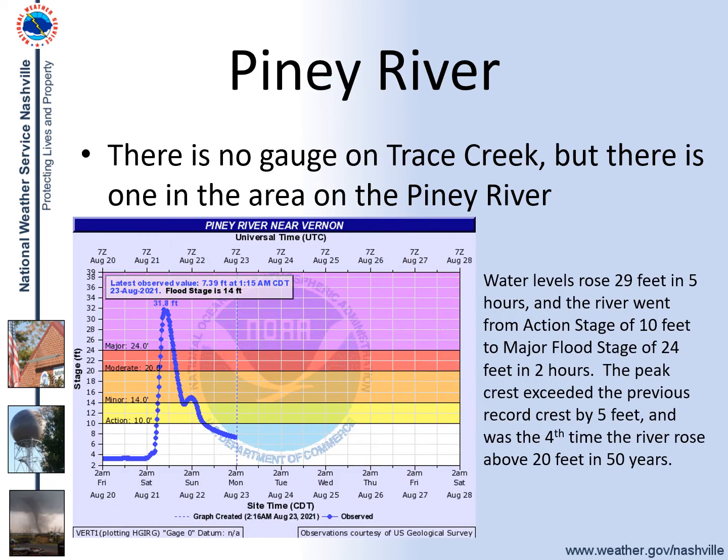There was no gauge on Trace Creek, but there is one in the area on the Piney River. Before the river started rising, it was about 3 feet, and within 5 hours it rose 29 feet to almost a level of 32 feet here. Our action stage is at 10 feet and our major flood stage here is at 24. It went from action stage to major flood stage in 2 hours. The peak crest exceeded the previous record crest by 5 feet. And in the last 50 years, this was only the 4th time the river rose above 20 feet. So it doesn't flood very often there on the Piney River.